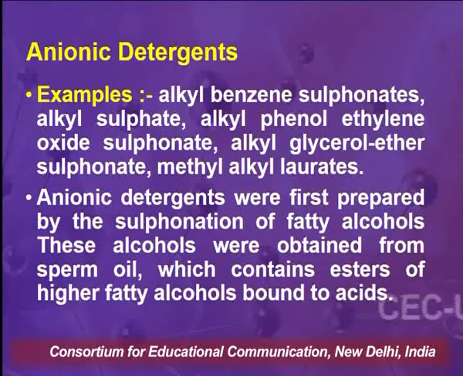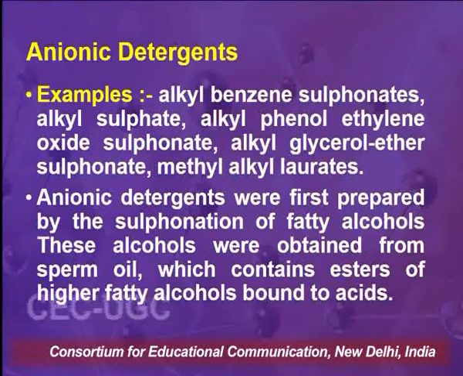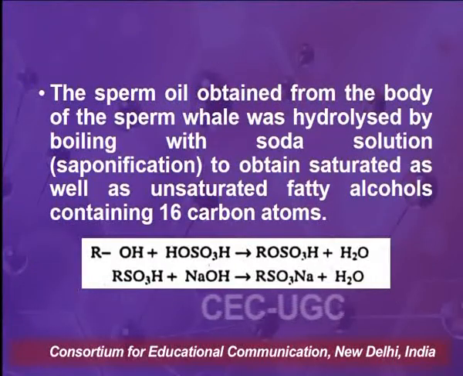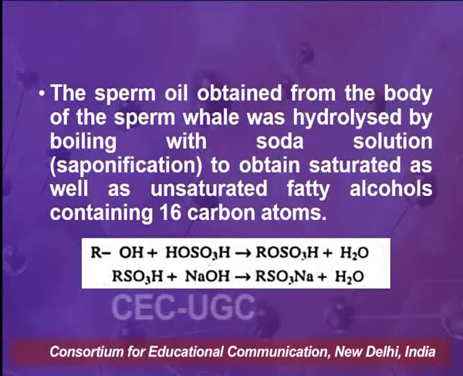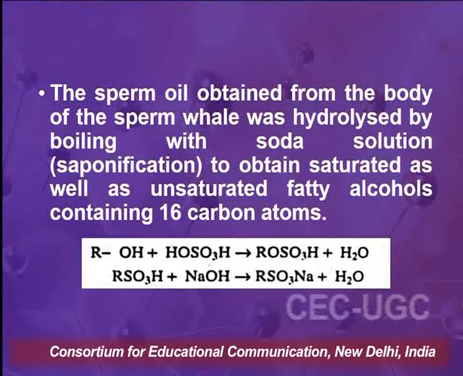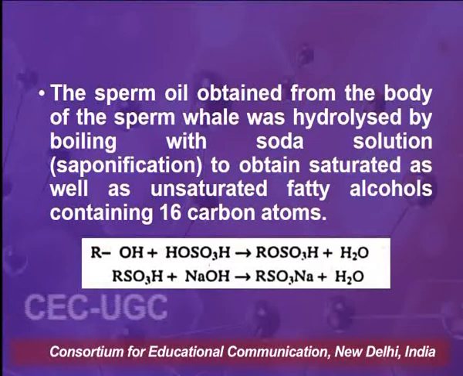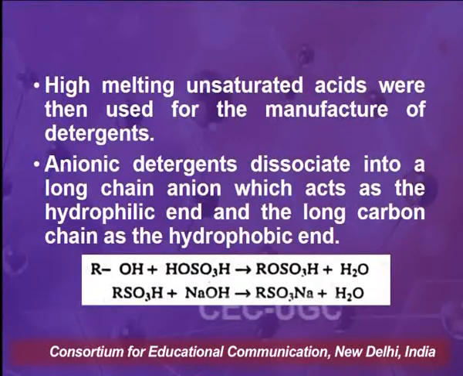Anionic detergents were first prepared by the sulfonation of fatty alcohols. These alcohols were obtained from sperm oil, which contains esters of higher fatty alcohols bound to acids. The sperm oil obtained from the body of the sperm whale was hydrolyzed by boiling with soda solution. The process is known as saponification, to obtain saturated as well as unsaturated fatty alcohols containing about 16 carbon atoms. High melting unsaturated acids were then used for the manufacture of detergents.